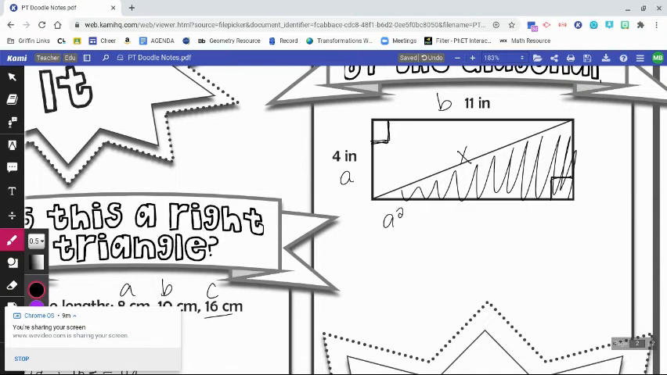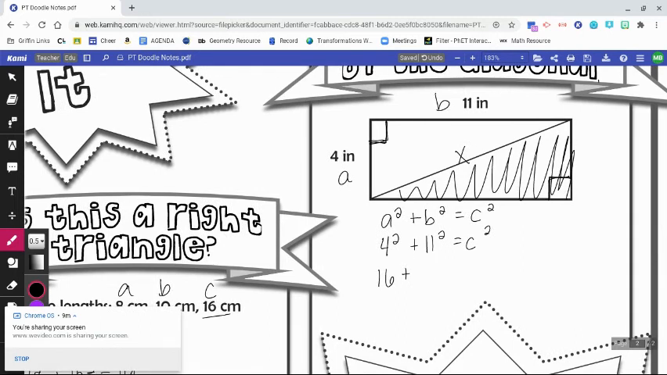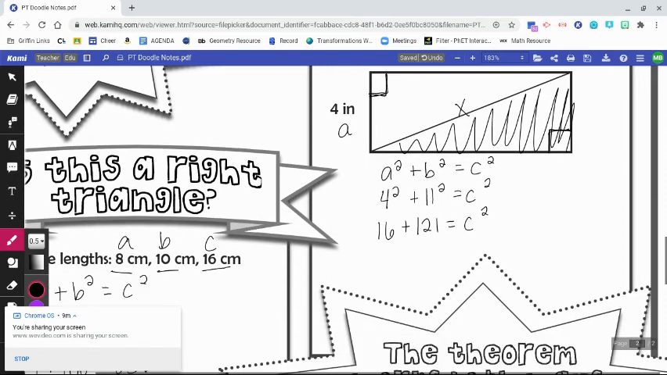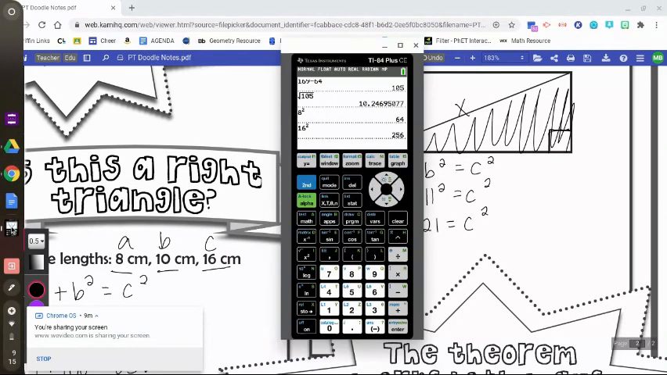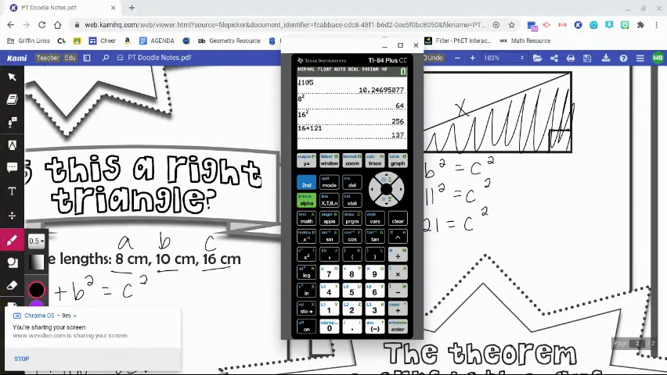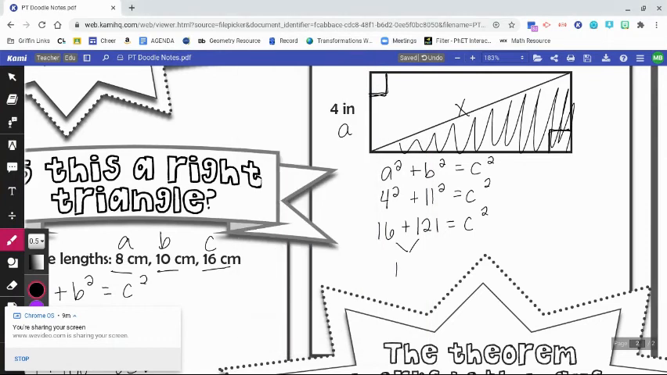So again, a squared plus b squared equals c squared, where a is 4, b is 11, and we do not know c. 4 squared, 4 times 4 is 16, plus 11 squared, 11 times 11 is 121. Simplifying the left-hand side, 16 plus 121 is 137.